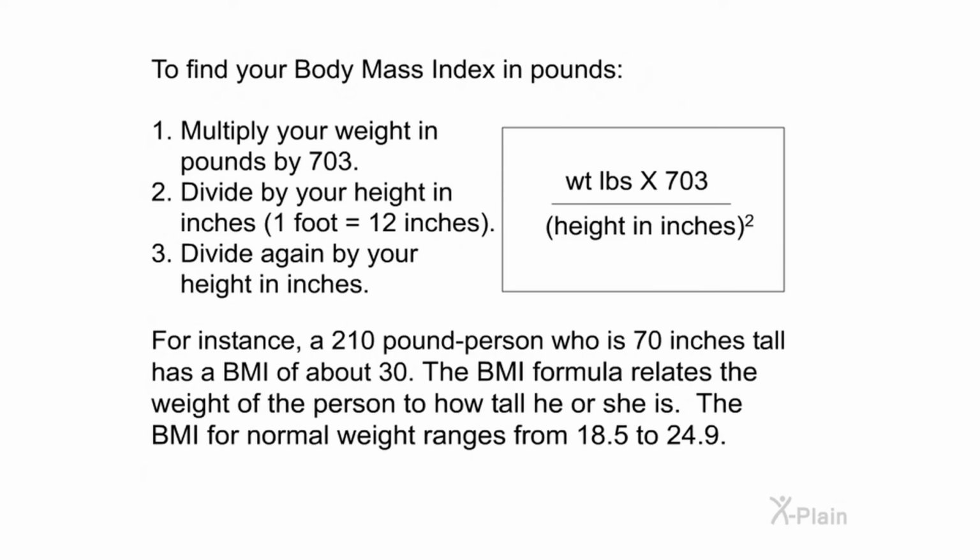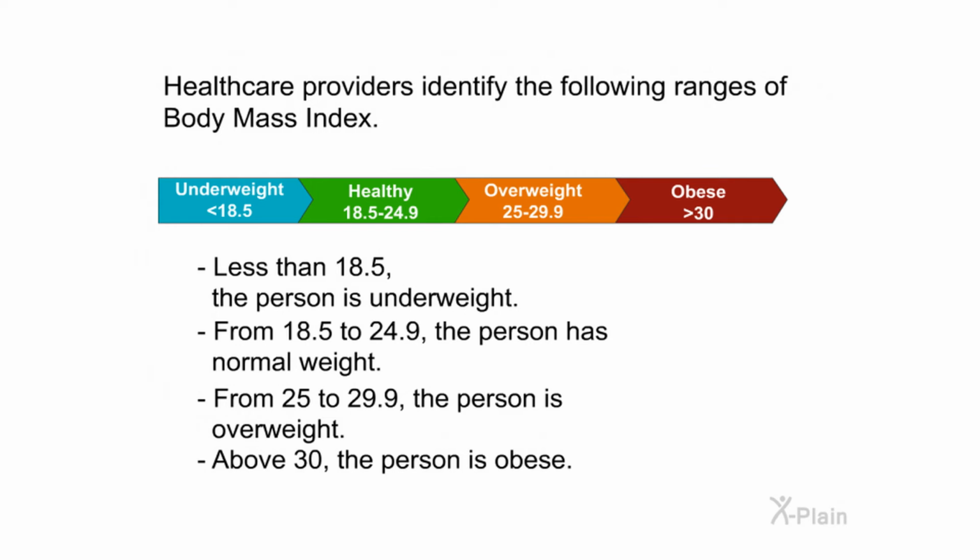The BMI formula relates the weight of the person to how tall he or she is. The BMI for normal weight ranges from 18.5 to 24.9. Healthcare providers identify the following ranges of body mass index. Less than 18.5, the person is underweight. From 18.5 to 24.9, the person has normal weight. From 25 to 29.9, the person is overweight. Above 30, the person is obese.